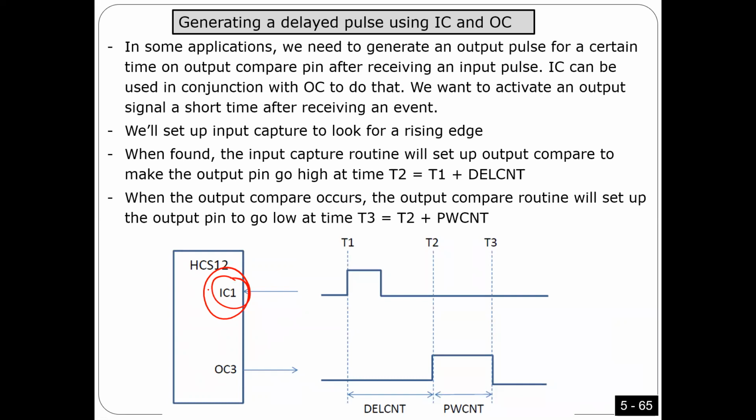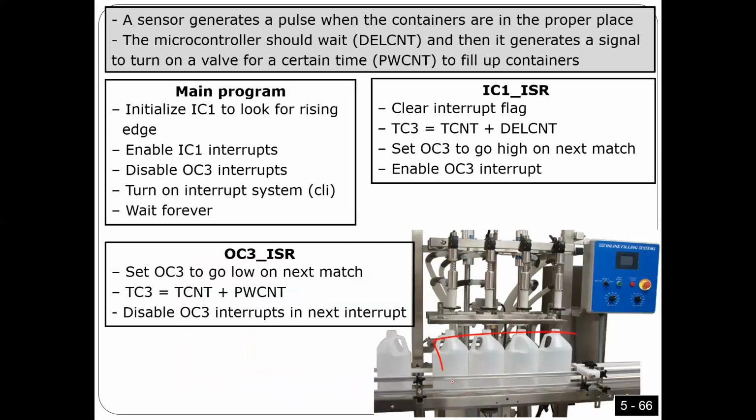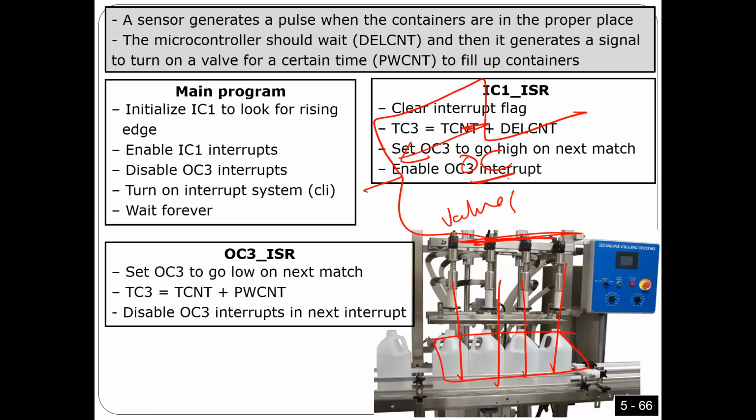So anyway, what I'm saying is, every time there is a pulse, this pulse is coming from the sensor, right? So this one is going to go to input capture. Every time there is a pulse like this one, that means there are containers here waiting to be filled up, right? And then we have valves here. These valves are connected to output compare, right? So output compare is going to generate a signal for a certain time, for example, 1 second or 2 seconds, to fill this container up. Just one idea, you got what I'm saying?